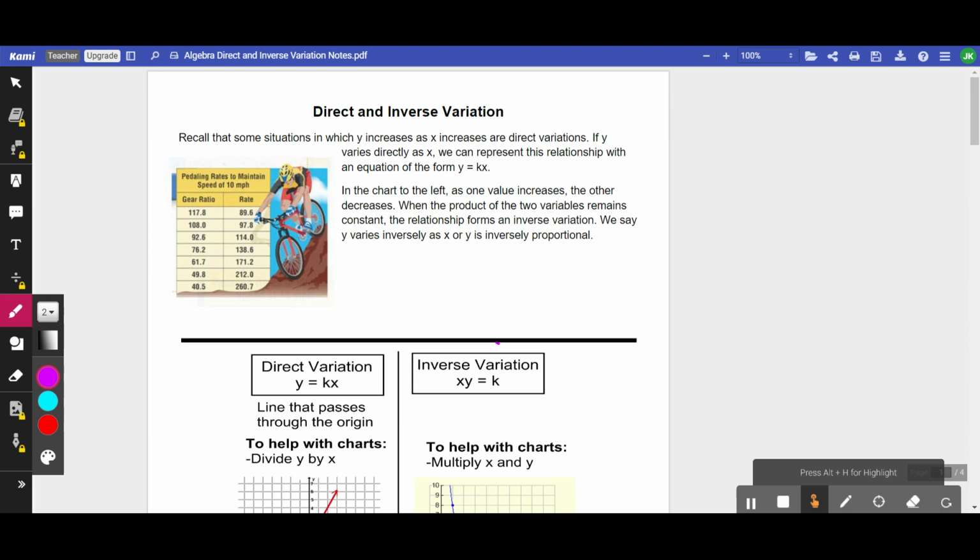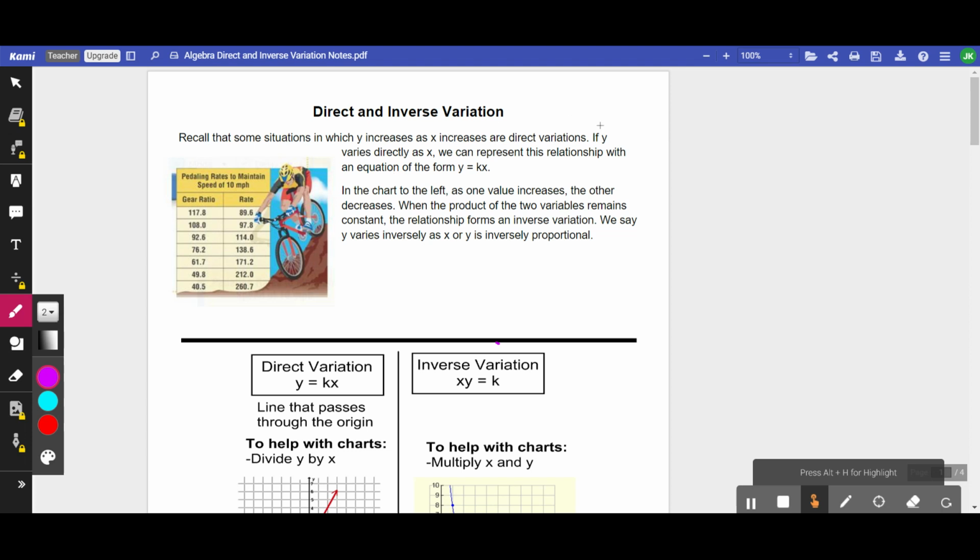Like this says at the top, some situations in which y increases as x increases, those are called direct variations. Those are the ones you learned about before. If they do vary directly, then you can represent it by the relationship y equals kx.